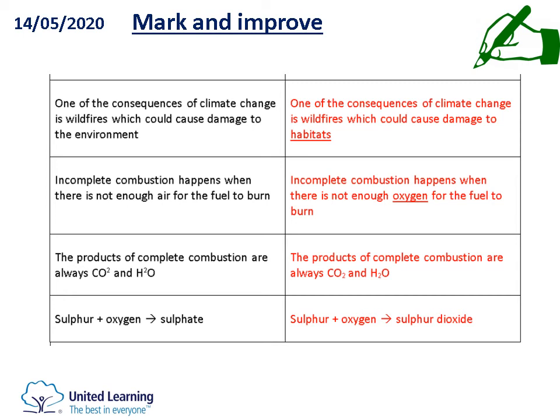Incomplete combustion happens when there is not enough air for the fuel to burn. It's not just the air, because we know the air is made up of nitrogen, and that's pointless when we're talking about combustion. We need to talk about oxygen. I pointed out earlier the importance of using subscripts when you're talking about CO2 and H2O, for example. Don't have them floating. They need to be below the line like this. For the bottom one, here's our equation for how acid rain's formed. It's not a sulfate that's formed: we have a sulfur and two oxygens, and that forms sulfur dioxide.